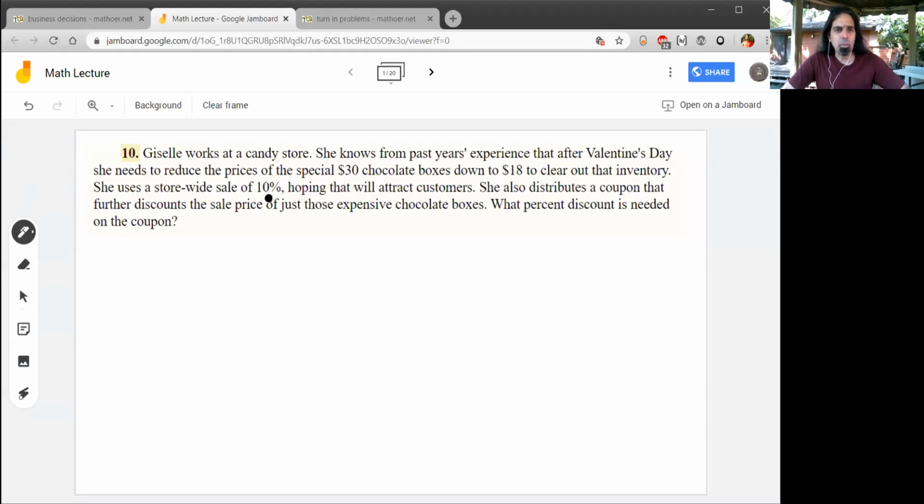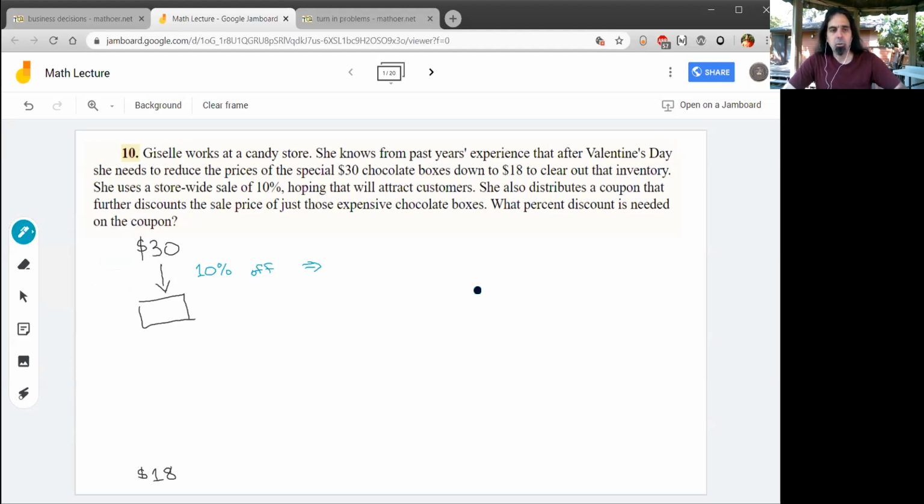So we know that normally a box of special chocolates costs $30. And she knows that it needs to get down to 18. So that's going to be our number at the very bottom. So first she uses a store-wide sale of 10%. That's going to change the price from 30 to something else.